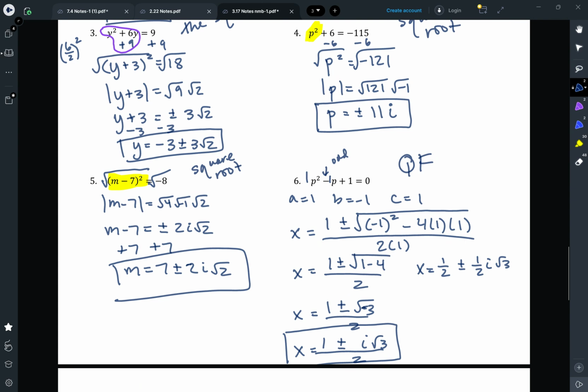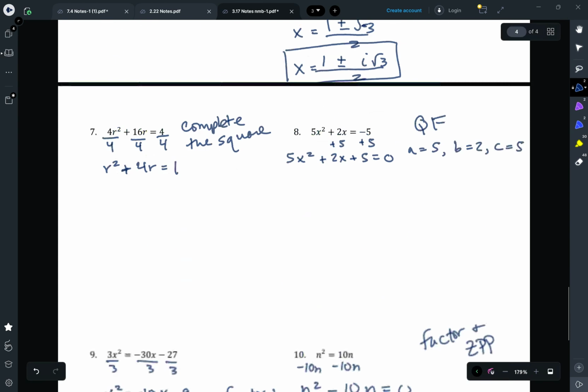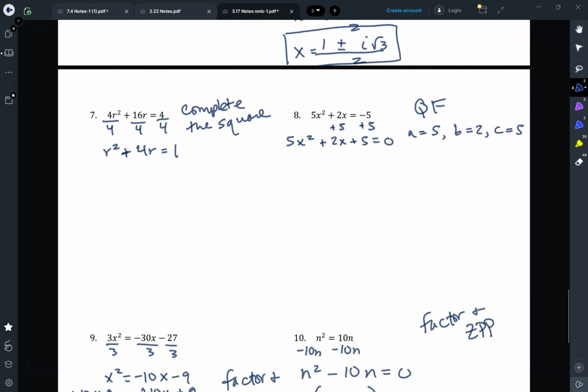All right, go ahead and pause again and try the next 4. All right, so to complete the square on 7, hopefully you've tried them on your own. I take that middle term, 4, divide by 2 is 2, and then square it is 4, so I'm going to add 4 on both sides.